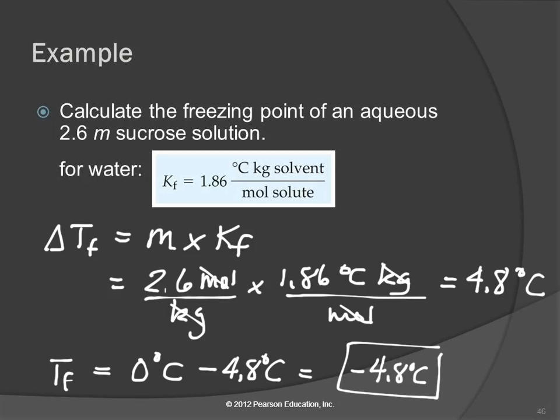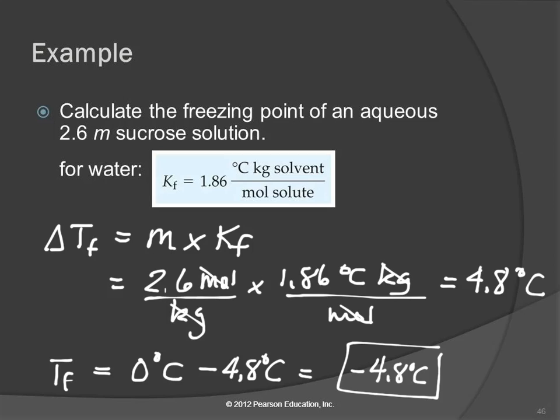Would the boiling point go up by 4.8 as well? No, because the boiling point elevation constant is different. That's another equation. Really similar, but we're going to switch the F to a B. That's a good question. So any questions about how I did this one?